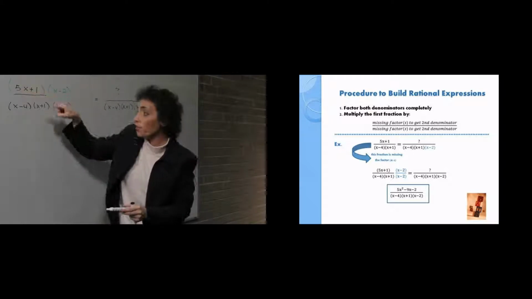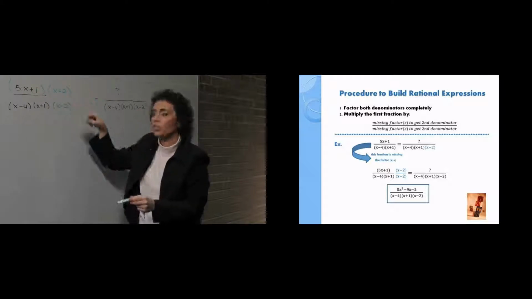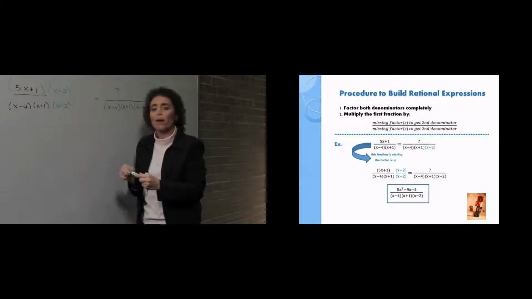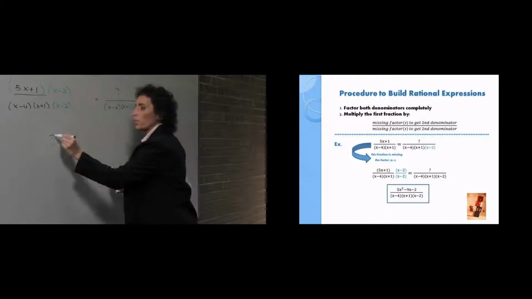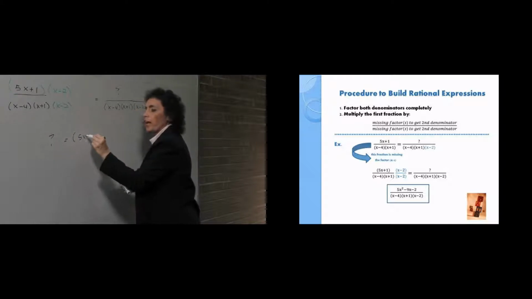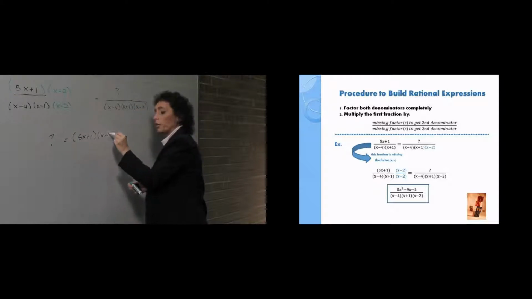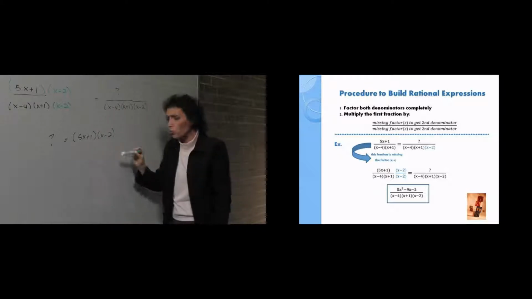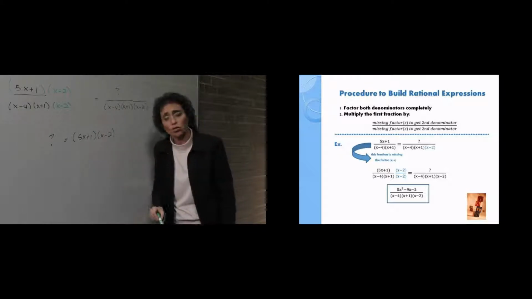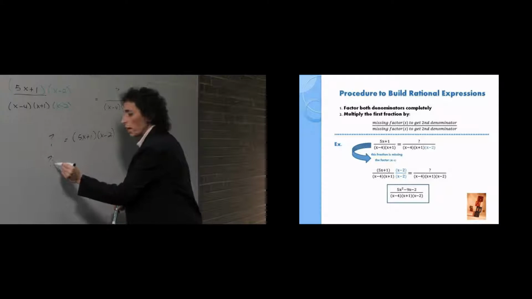I use parentheses, because it's this whole thing times this whole thing, x minus 2. So my question mark is actually 5 times the quantity x plus 1 times the quantity x minus 2. Now, sometimes that's all you want. Sometimes you're done. It's really going to depend on your instructor. Sometimes you're going to have to multiply out.